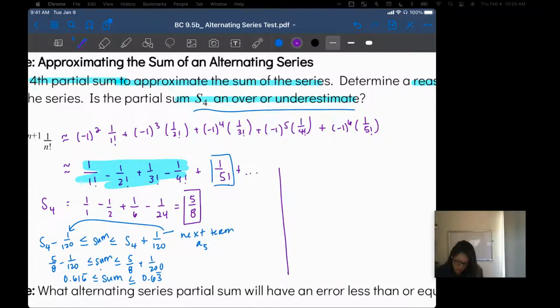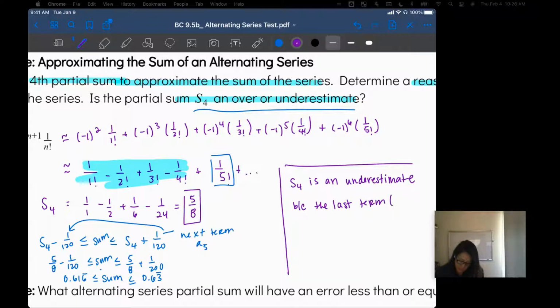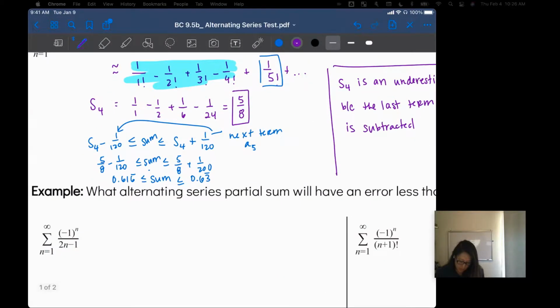And S sub 4 is an underestimate of the sum. We know this because the last term that we added, a sub 4, is subtracted. So we already took out more of our value than we're going to add some back. That subtraction gives us a little bit less than the value that we think we are going to have, okay?